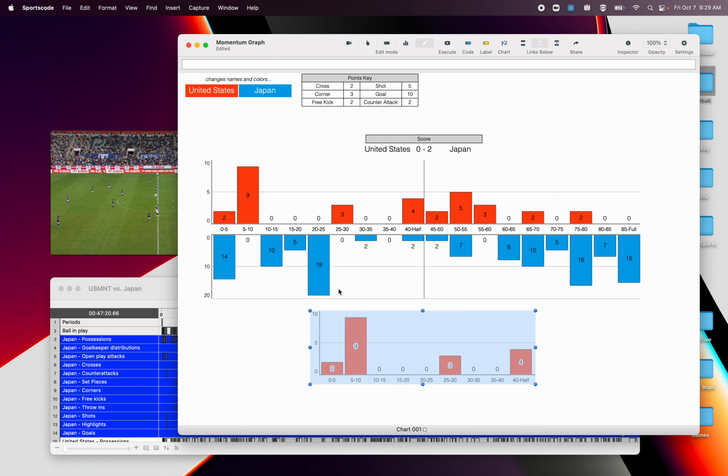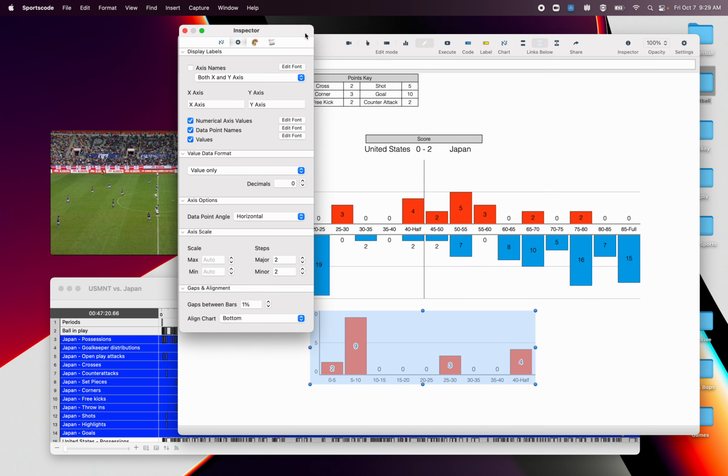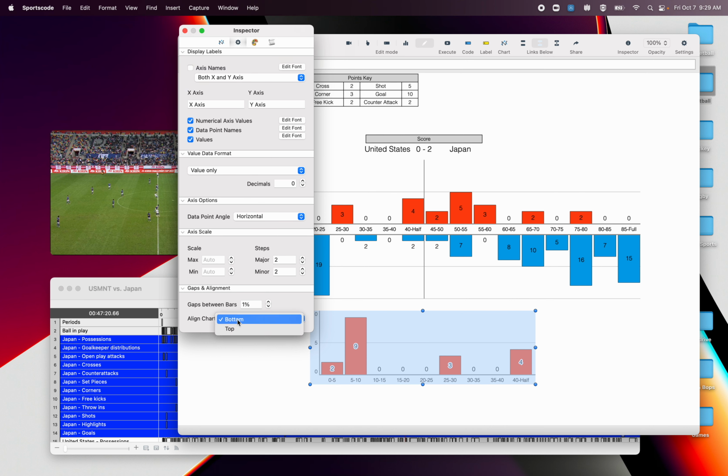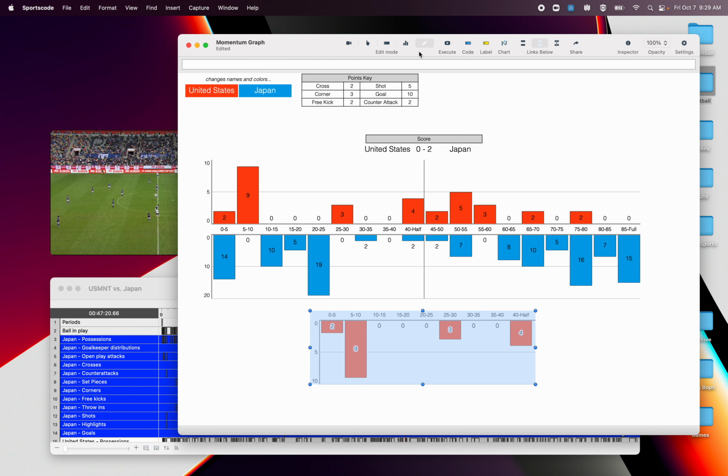The other thing I've done is you can see this is upside down, and that's a nice little feature in charts. If I come to this little axle here, I can actually change from a line chart bottom to a line chart top, and it's going to flip it for me. So that's how you make a momentum chart in Sportscode.